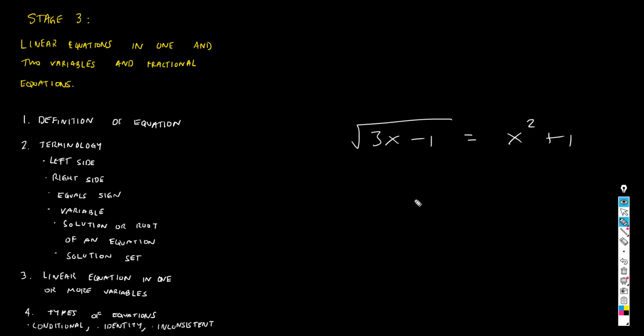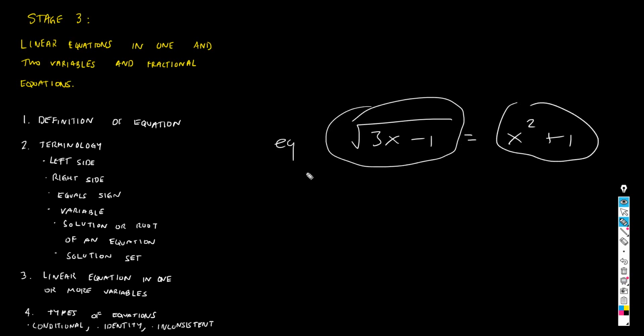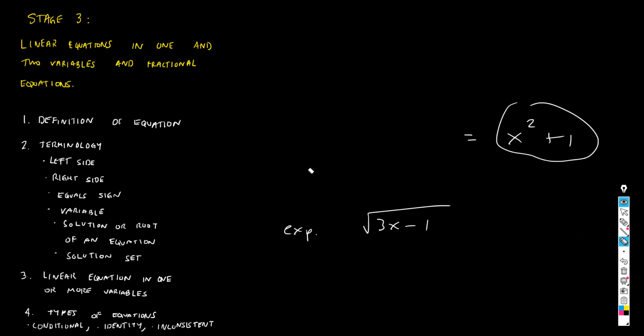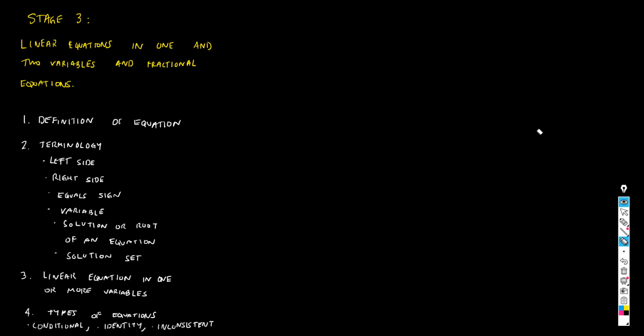That's just a very common mistake that a lot of people make, so don't make it. This is an equation, because I'm saying that this is equal to this. If I just write this, it is an expression. Okay, and that's all we have to say about the definition of an equation. So the first point, done.